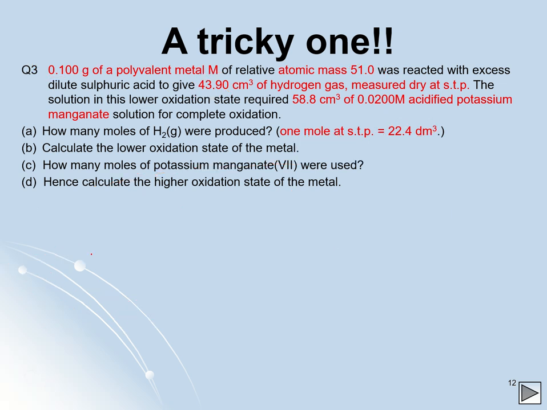The second part then, what we're doing is we're taking that, what is now 2 plus, and we are further oxidizing it. It says complete oxidation here to another oxidation state. Now, we don't know what that is, but what we do know is that it's larger than 2 plus because it goes to complete oxidation from its lower oxidation state.